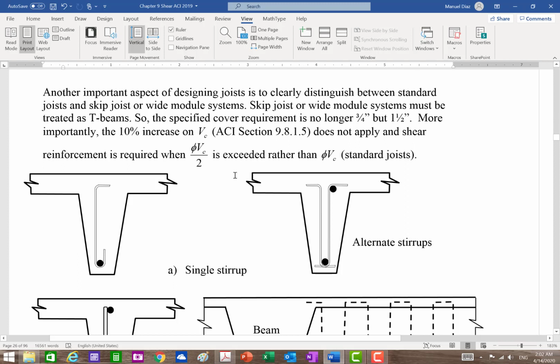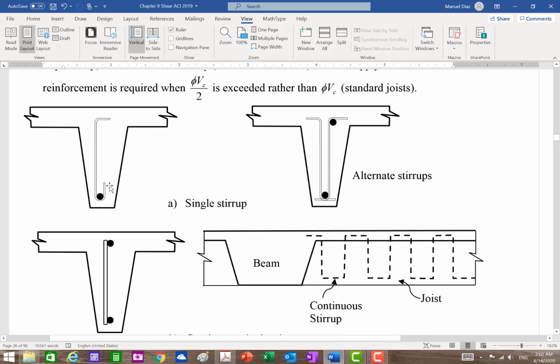So if you have regular standard joists, remember you can increase your shear by 10%, and you don't need to put stirrups if you are below phi V sub C, it's 10. But if you're not a standard joist, your value is this one. Okay, have that. The stirrups can have the shape with this one. This one is a special one. That's very typical. I use it a lot.